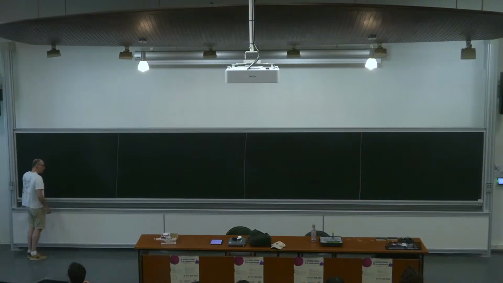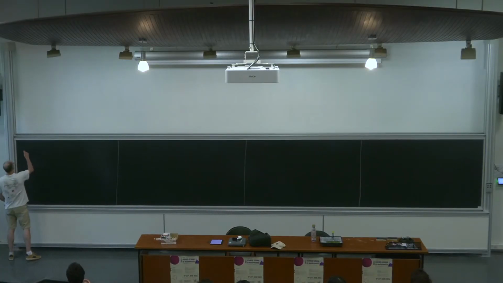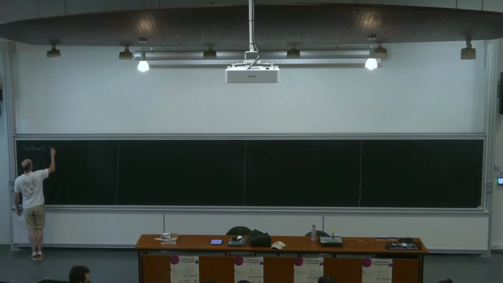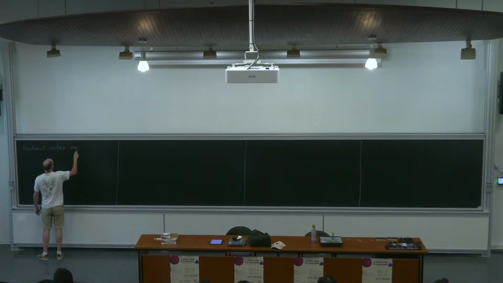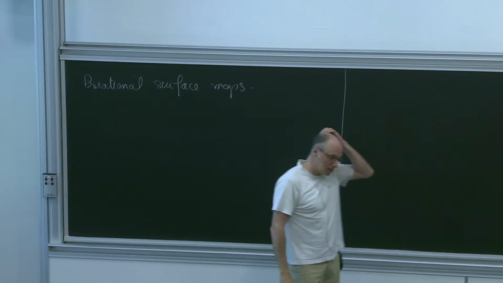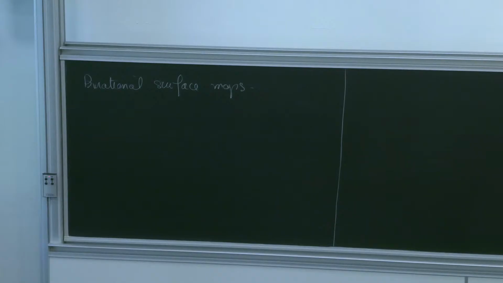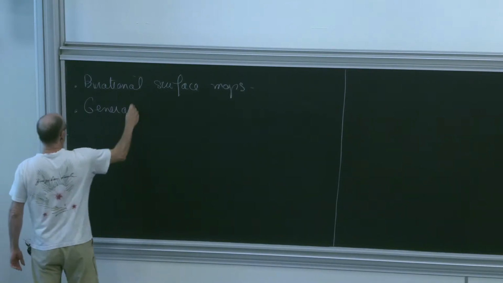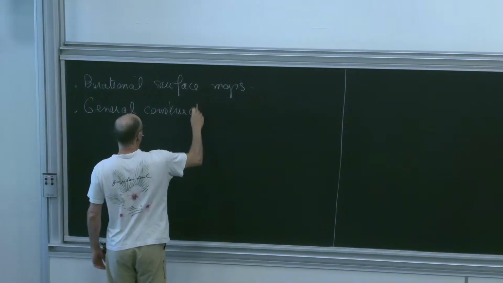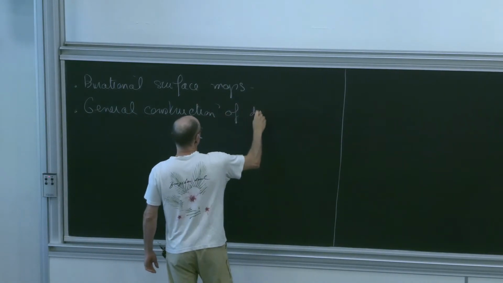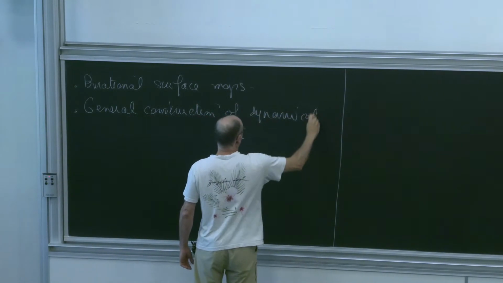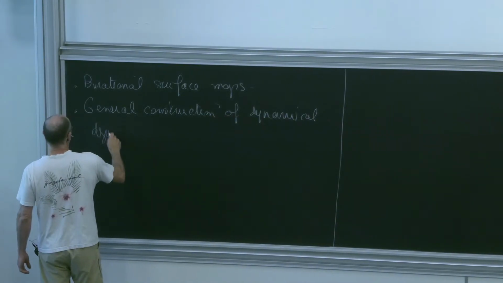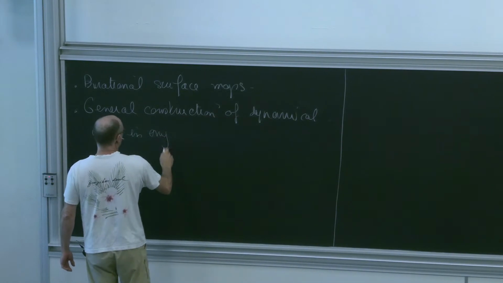So the plan today is to do dynamical degrees for birational surface maps. Discuss the theory on how to compute dynamical degrees of, let's say, an element of the two-dimensional Cremona group. And then I'll discuss a general construction of dynamical degrees in any dimension, over any projective variety.